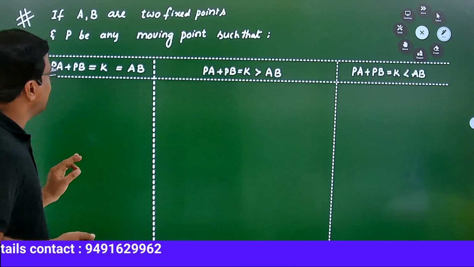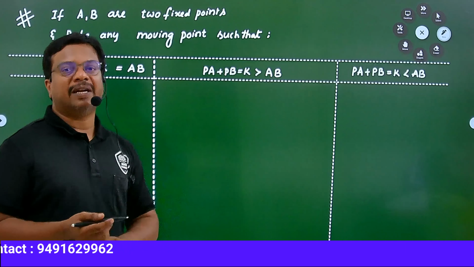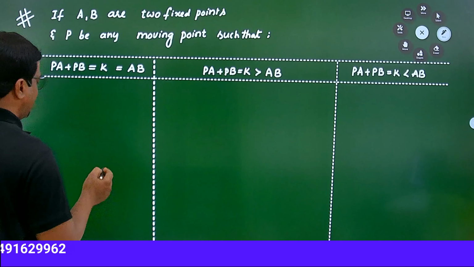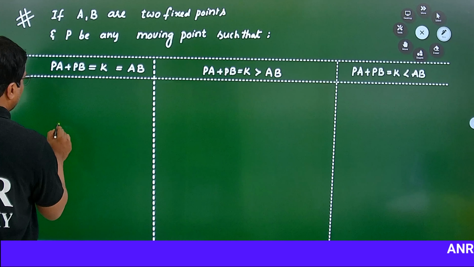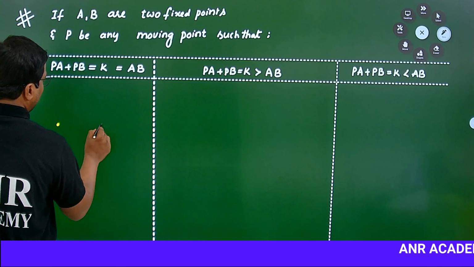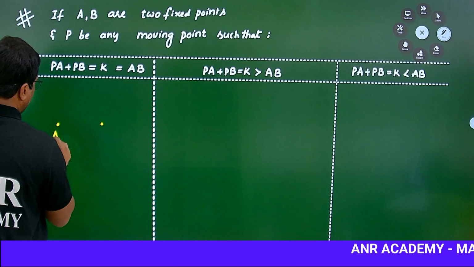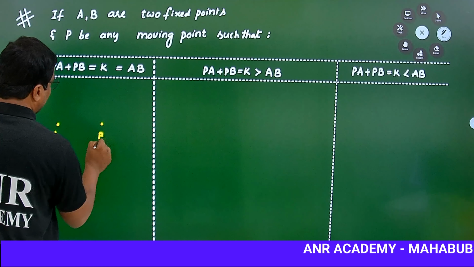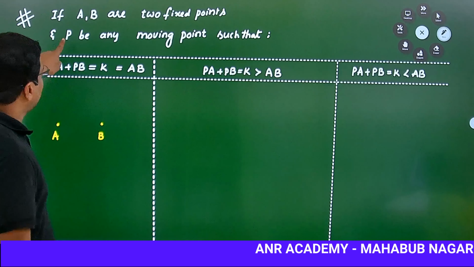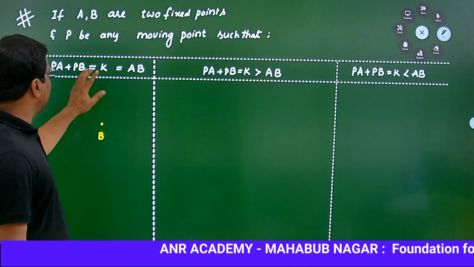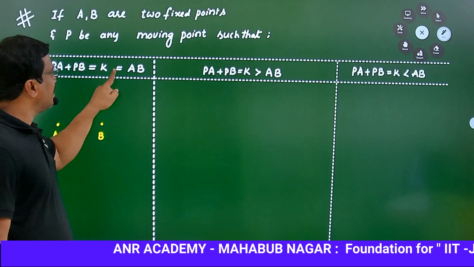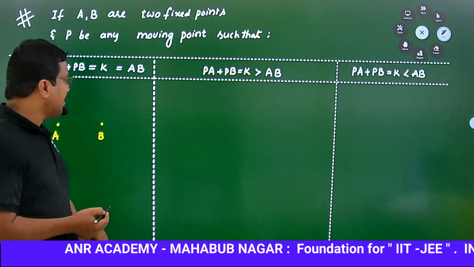First you have to choose two fixed points A, B. Suppose that I am going to select two fixed points capital A and capital B here. This is A and this is B. Now you have to select a moving point P. It satisfies this condition. PA plus PB, that should be equal to AB.